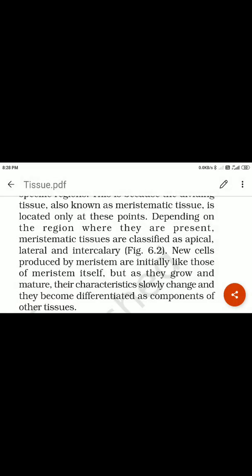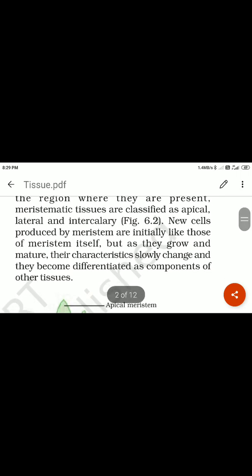The classification as apical, lateral, and intercalary. New cells produced by a meristem are initially like those of the meristem itself, but as they grow and mature, their characteristics slowly change and they become differentiated as a component of other tissue.